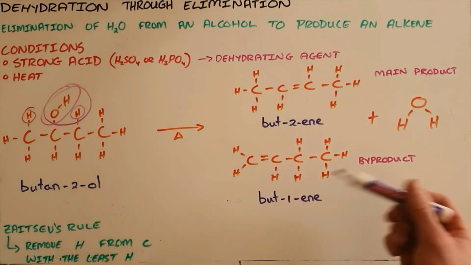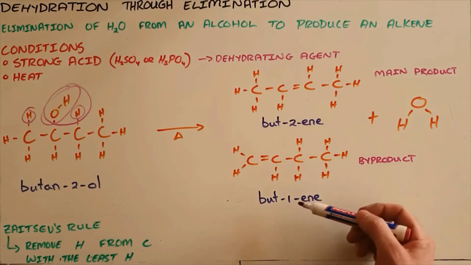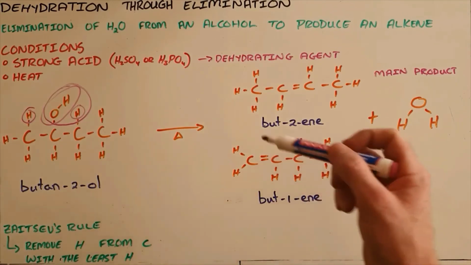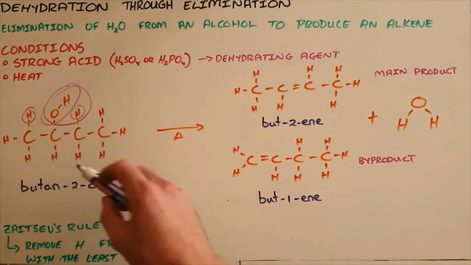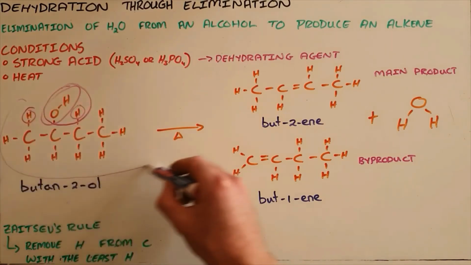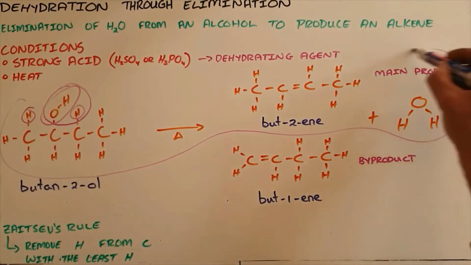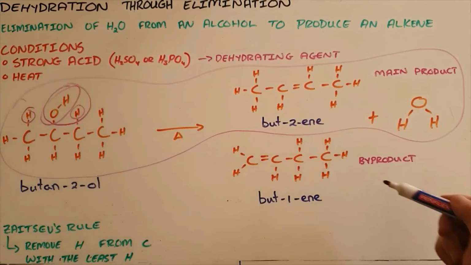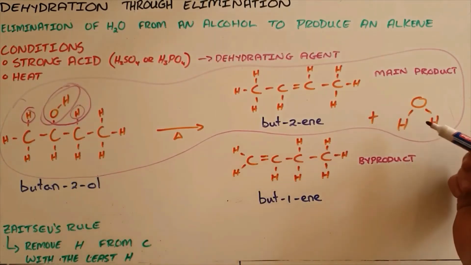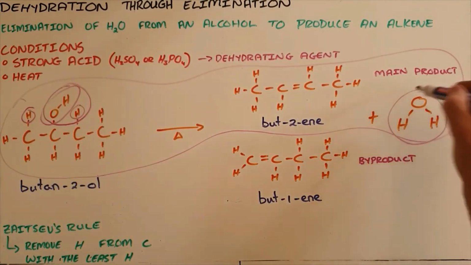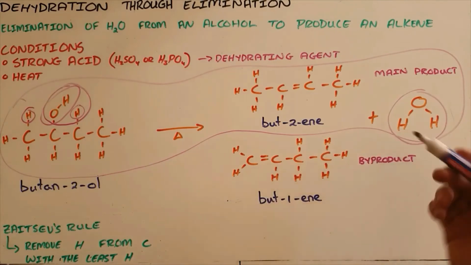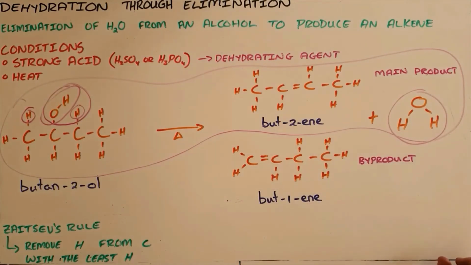A possible byproduct would also be but-1-ene, and once again we would normally only write this reaction by showing these reagents. It is not necessary to show the byproduct, and then obviously we have here produced water or eliminated water, which is why this is called a dehydrating reaction.